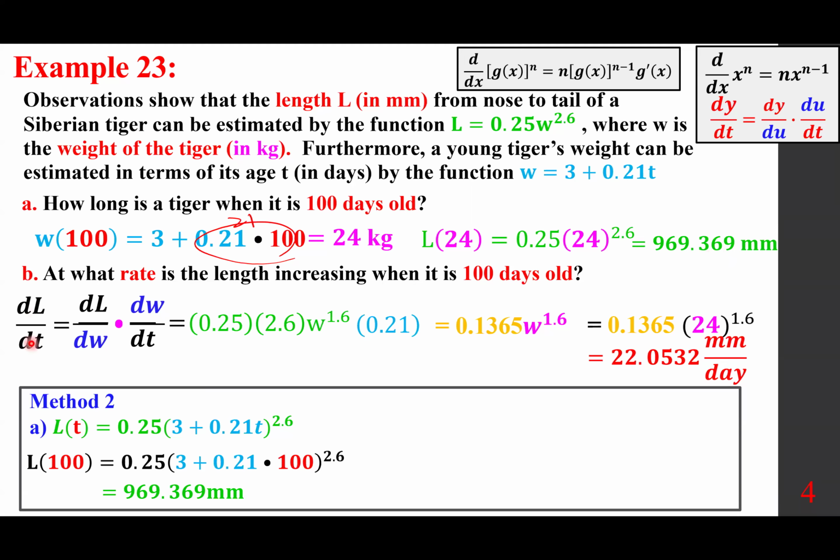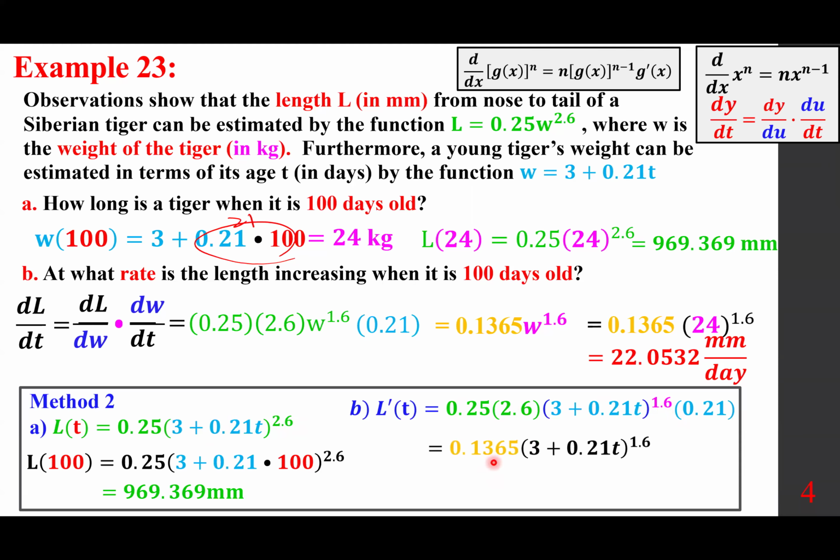Now, what about dL/dT or L prime of T? Well, we're going to differentiate this using the extended power rule. 0.25 times 2.6, the parenthesis to the power of 1.6. Now, the derivative of the inside by the chain rule or extended power rule, 0.21. So one more time, 0.25 remains, times the exponent 2.6. Then the parenthesis to the power of 2.6 minus 1, which is 1.6. Now, the chain rule says times the derivative of the inside. Again, the three numbers result in this, 0.1365.